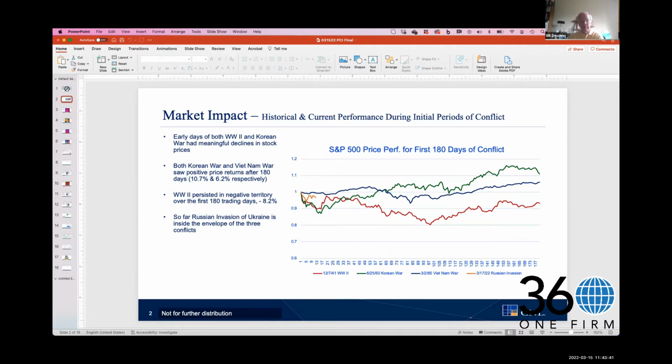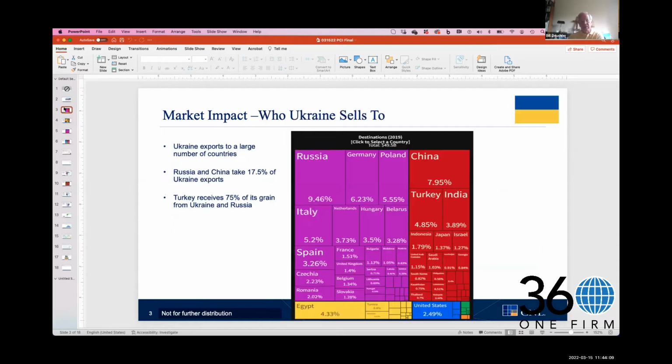performance of the S&P 500 for three major conflicts: World War II, Korean War, and Vietnam. And then you can see the gold squiggle in there is the start of the Russian invasion, and I took it from February 17th. So you can see that we're inside the envelope of price performance, so far into this conflict with regard to other major ones. So this is just a thought in terms of where we might go.